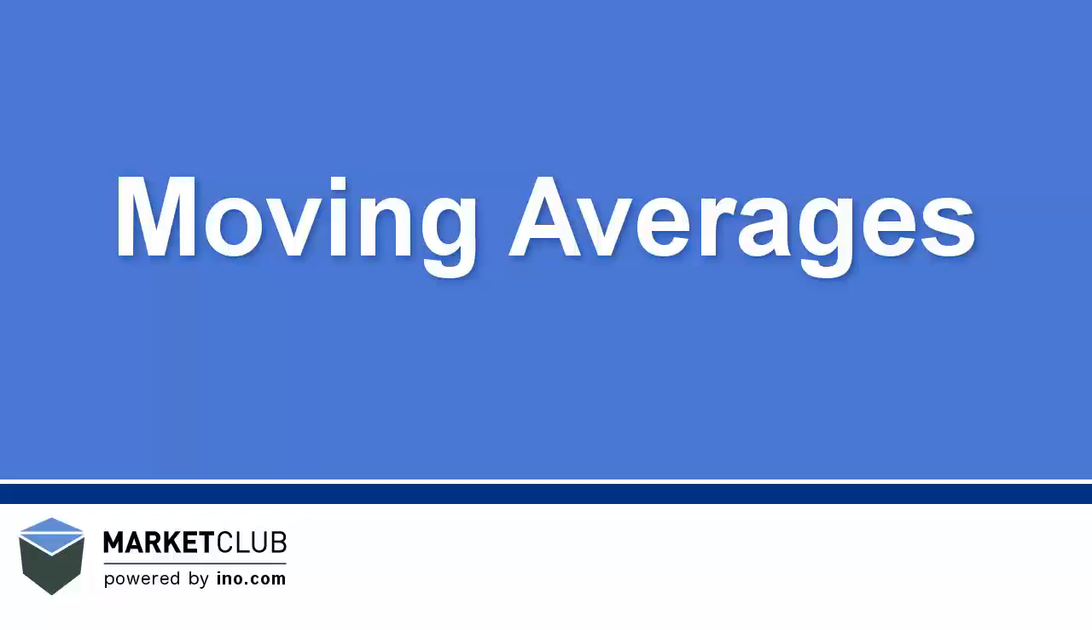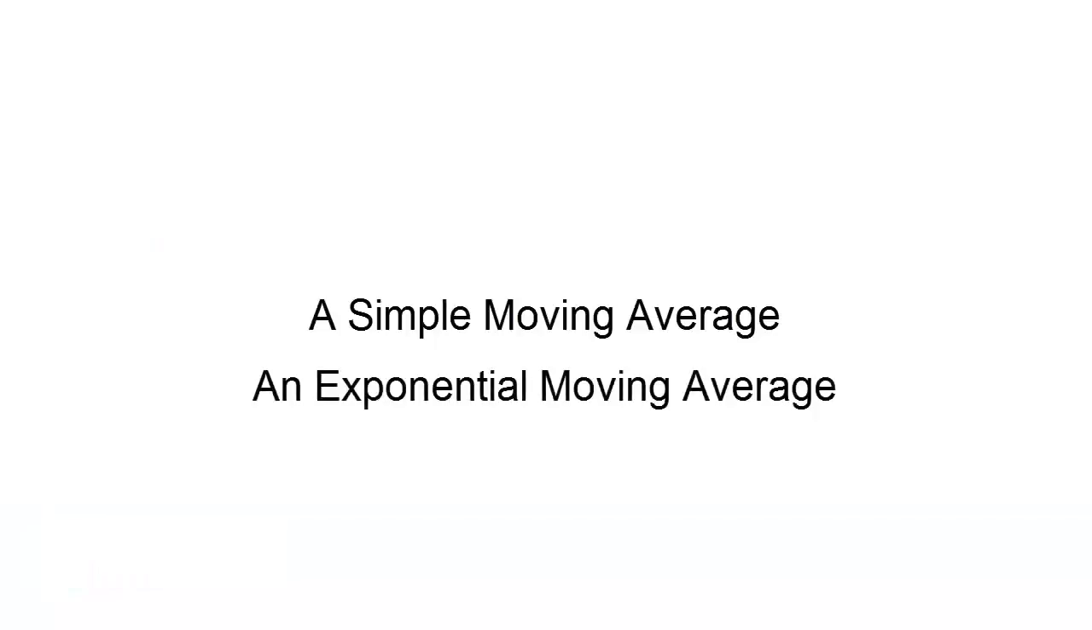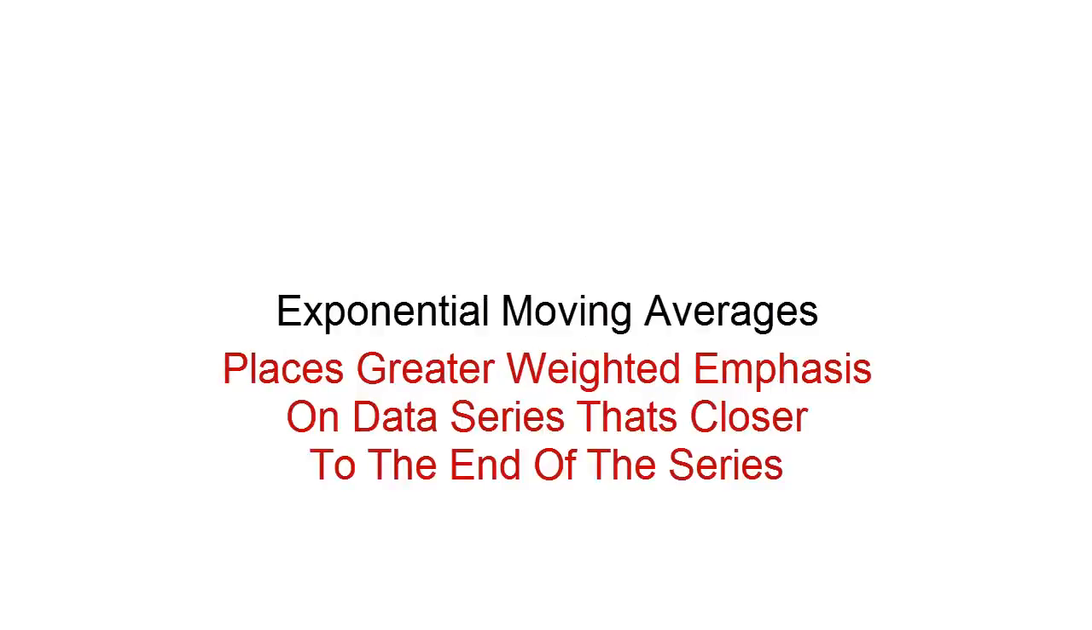Today's tutorial is on moving averages, what they are, how they work, and how you can benefit from them. There are only two basic types of moving averages. One, a simple moving average, and two, an exponential moving average. The main difference between these two moving averages is that an exponential moving average places greater weighted emphasis on the data series that's closer to the end of the series.